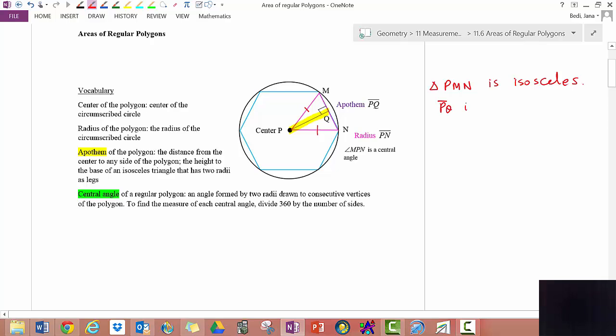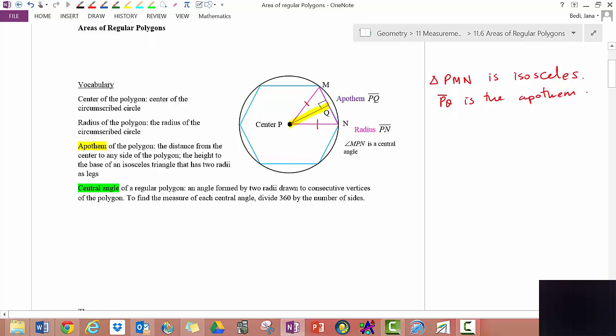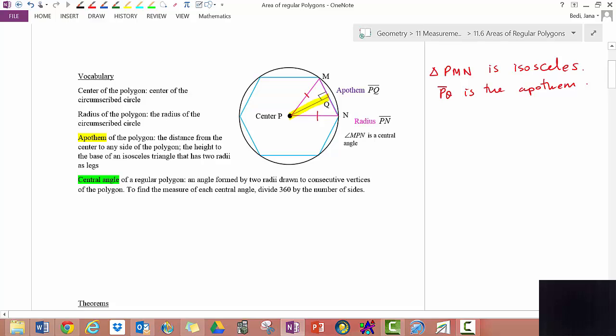Segment PQ is the apothem, and in an isosceles triangle, the apothem, which is also the height of this isosceles triangle, will divide the base, which is MN, into two congruent parts, which are MQ and QN. So MQ, let's try that again. MQ equals QN. That's a very important fact to remember.